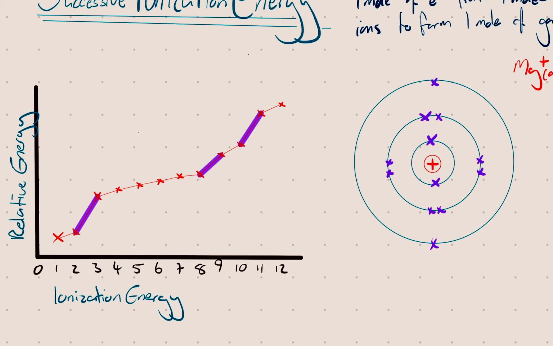We remove 1 electron, 2 electrons, and then when it comes to removing that third electron, this is why we get the jump. Because now we're in an electron shell much closer to the nucleus, to the positive nucleus, with less shielding. So greater attraction.